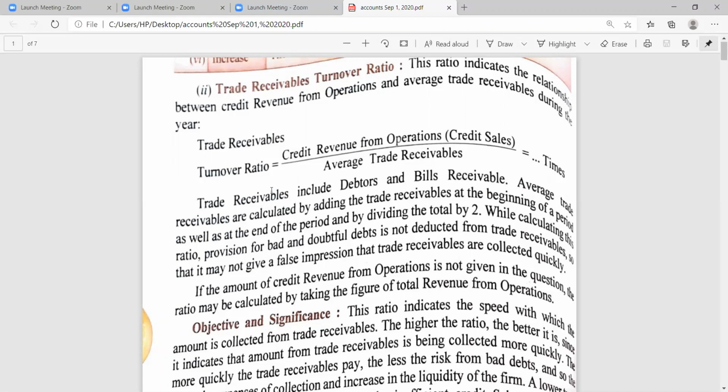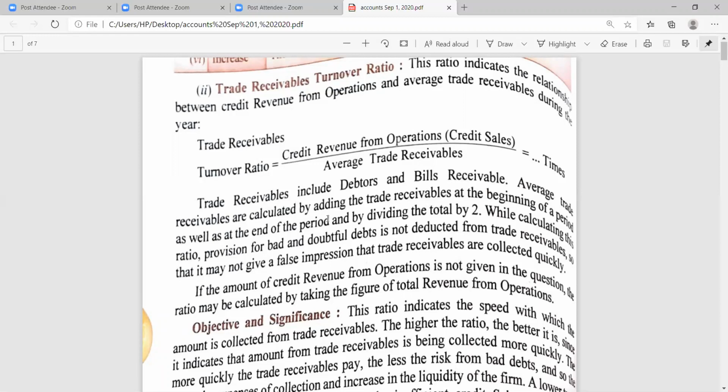How is it to be calculated? Have a look at the formula. It is given over here, floating on the screen. That is, trade receivable turnover ratio is equal to credit revenue from operation. Don't forget, while calculating the trade receivable ratio, credit revenue from operation is to be considered, means the credit sale only, and that should be net as well. If any returns are there, they should be deducted. Divided by average trade receivables is equal to whatever answer we get, and it is to be shown in times. Keep one thing in your mind, trade receivable includes the debtors as well as bills receivable.